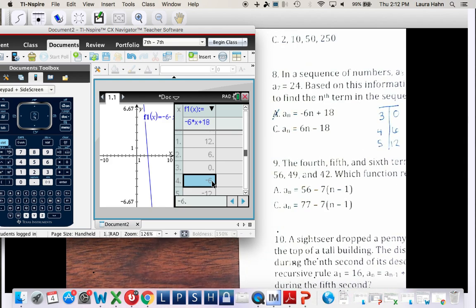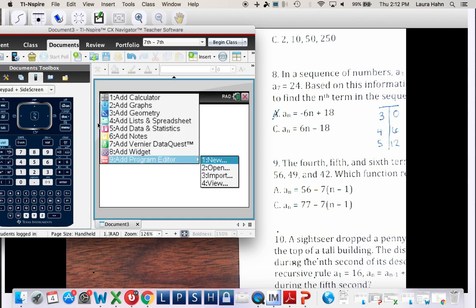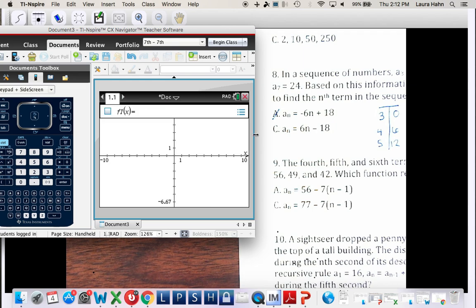Alright, so we know it can't be A. It did not match our table. Alright, so let's start over. I'm going to add a graph. And this time let's do C since we can see it. I'm going to do 6n minus 18, but instead of n, you have to type x.